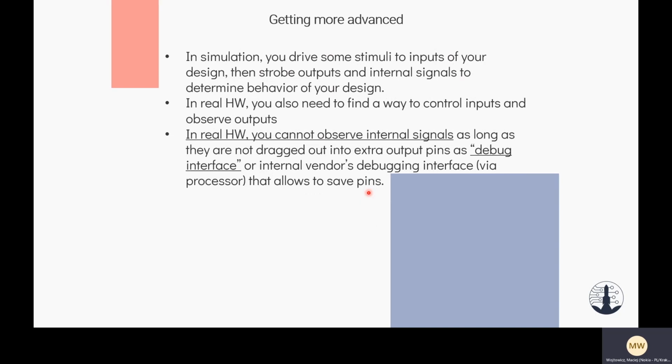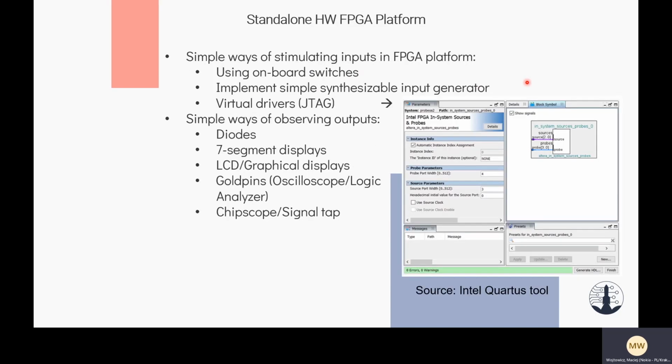But now we have the same problem as we had for the simulation in the first place, because okay, our design exists in real hardware, but it cannot be controlled and observed, as we don't stimulate its inputs and observe outputs yet. So we need to do this in hardware too, of course. So there are, I think, simple ways of doing so and complex ways. This classification, I think, depends mainly on the engineering point of view.